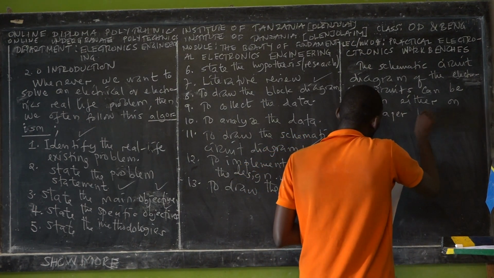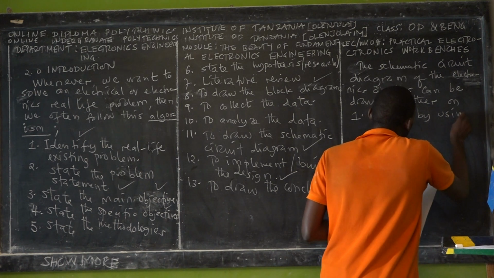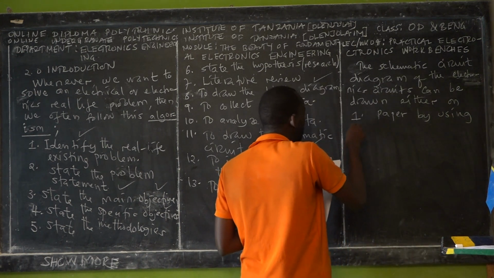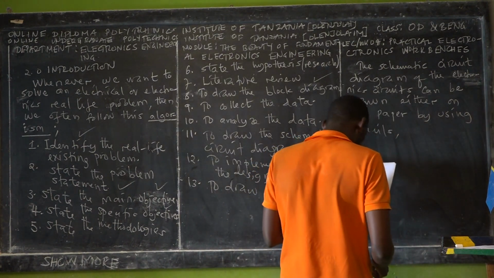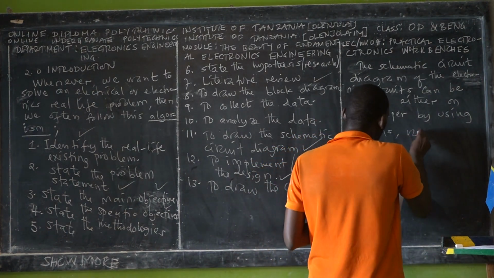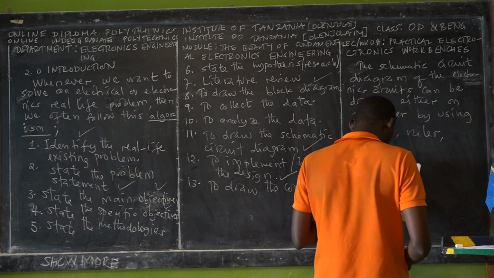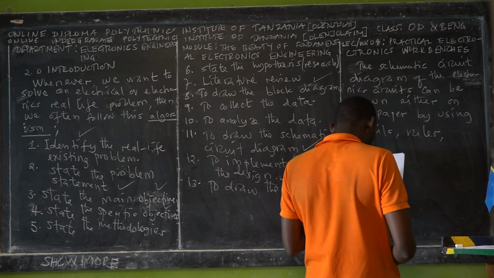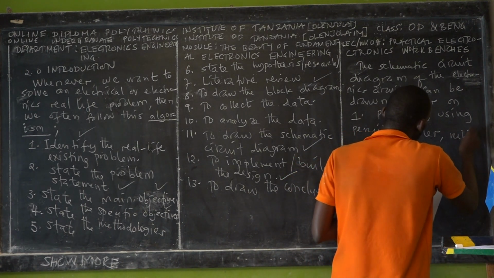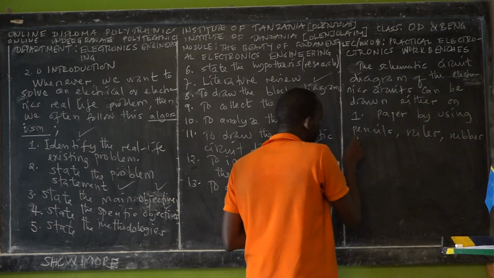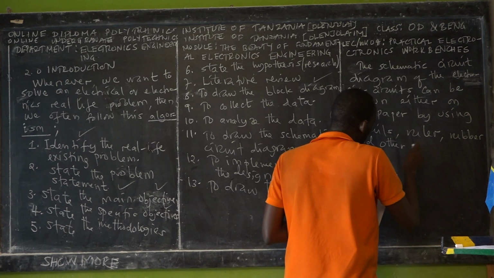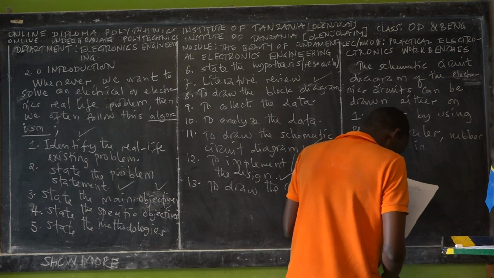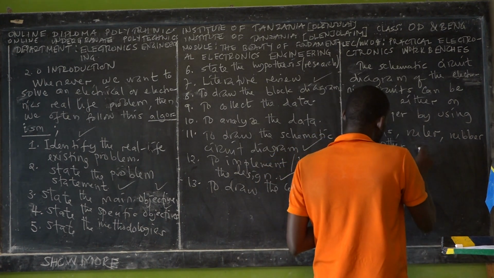We draw circuits on paper by using what? Pencils. Ruler. Another? Rubber. And what other drawing instruments or equipment?